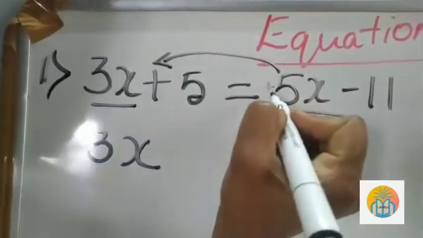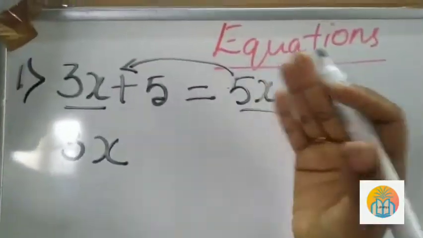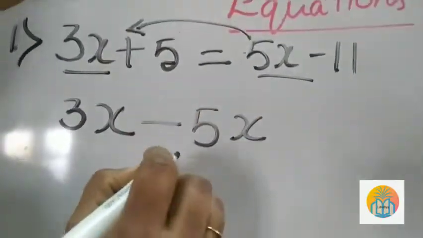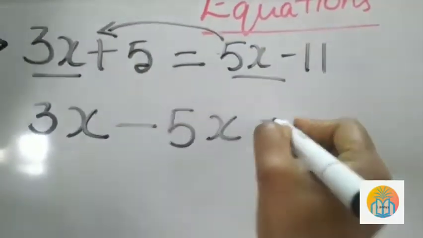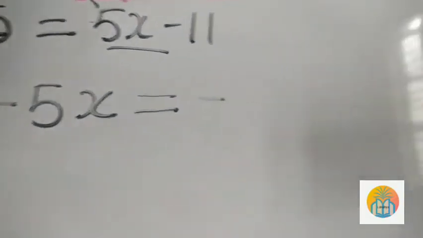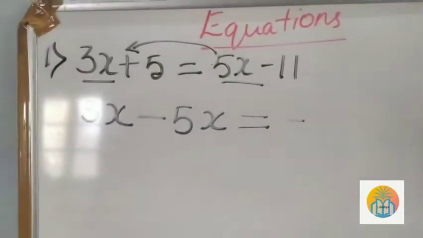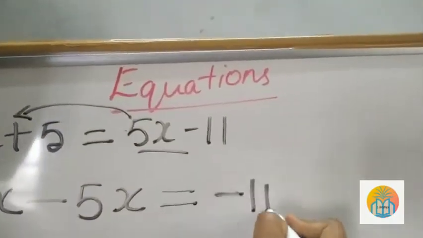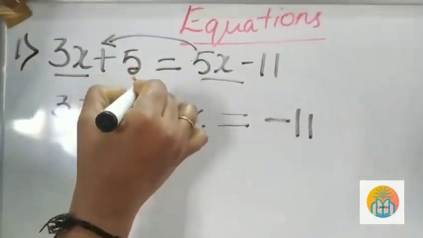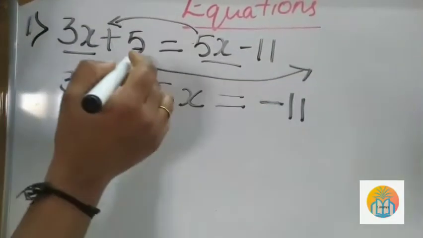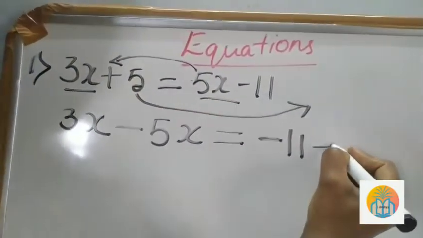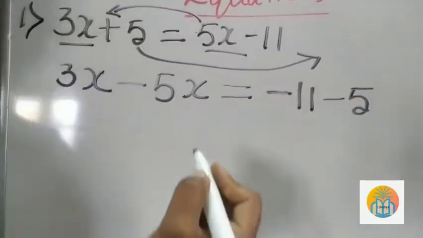Here it is positive, so when it jumps from the right side to the left side, it becomes minus 5x. Now equals I write as it is, and whatever is present here is minus 11. The plus 5 on the left I bring to the right side because it is a constant, so when I shift it from left to right, it becomes minus 5. This is the first step to solve the problem.